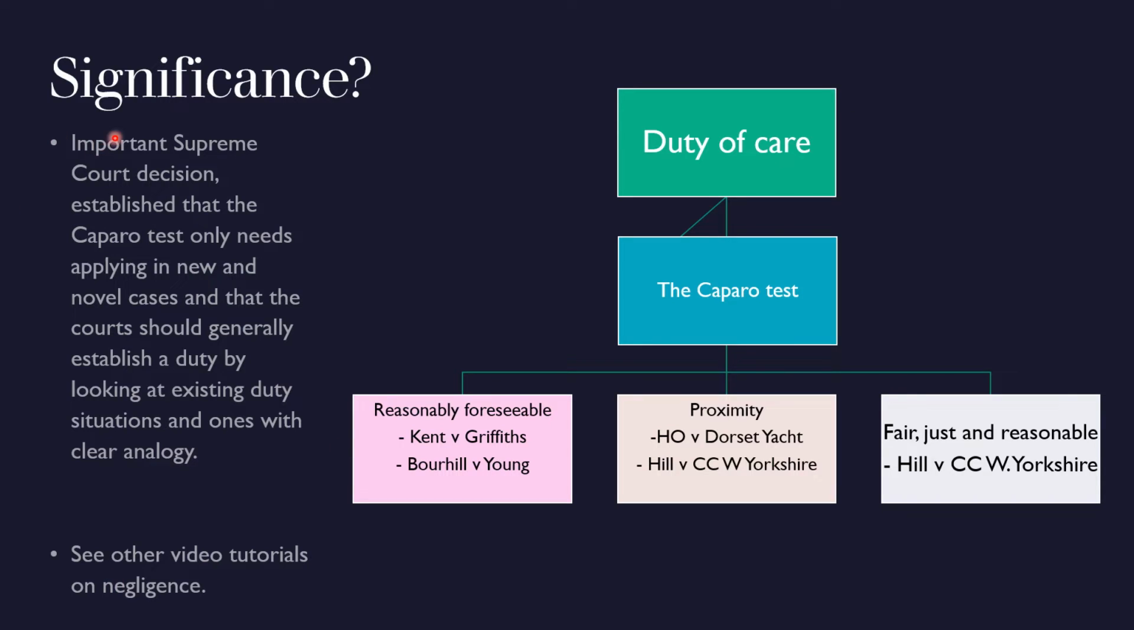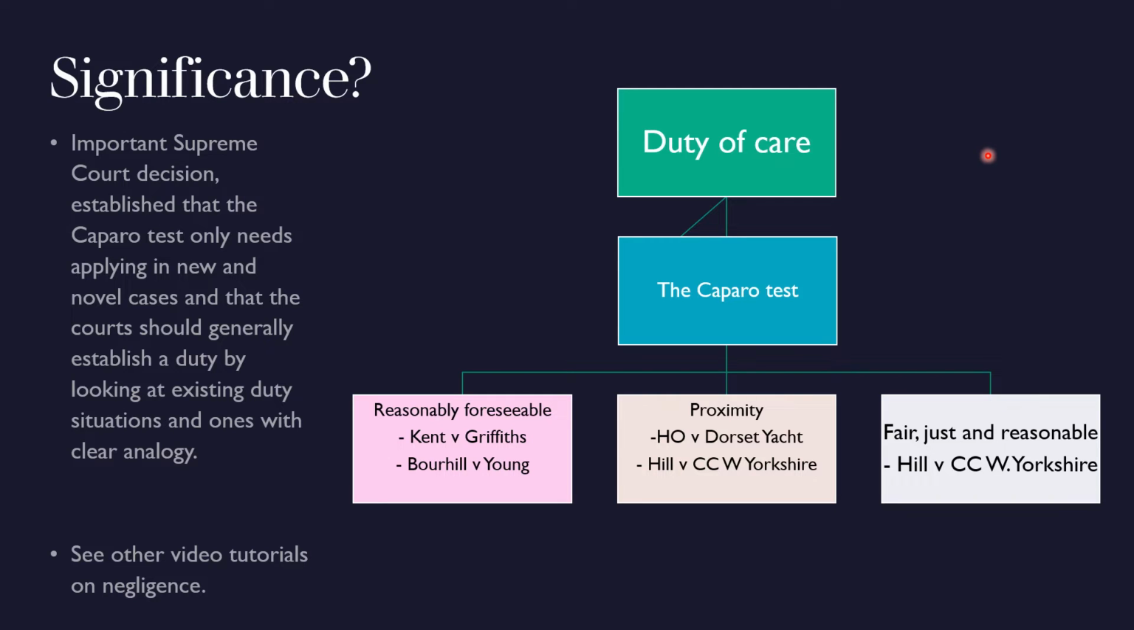Now I want to start by looking at the significance of the case and why I've done this separate video tutorial just on Robinson. If you've watched my other negligence video tutorials and the video on duty of care in negligence, you'll have noticed that the case of Robinson isn't in that video, and that's because that video preceded this particular decision. So this is an update, if you like, to that first video.